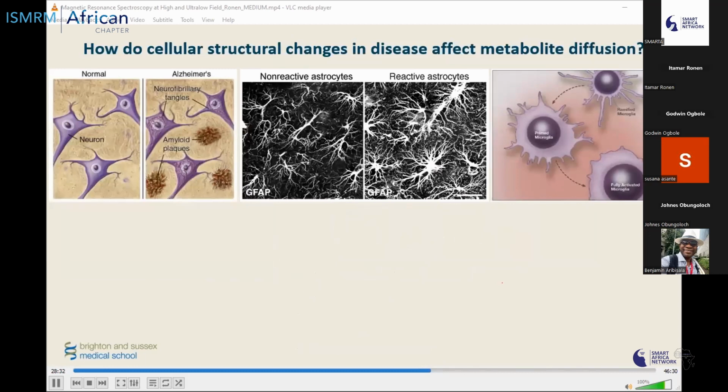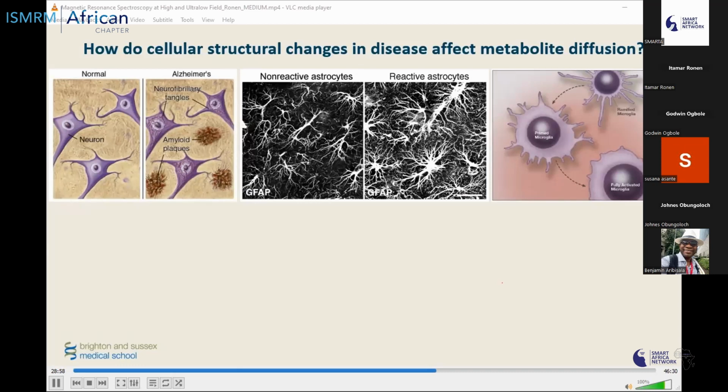So in order to say something smart about the link between diffusion properties of metabolites and disease, we have to come up with a hypothesis of how cellular structural changes in disease affect metabolite diffusion. So for example, in Alzheimer's, we know that one of the hallmarks of Alzheimer's disease is the accumulation of a protein called tau in neurons.